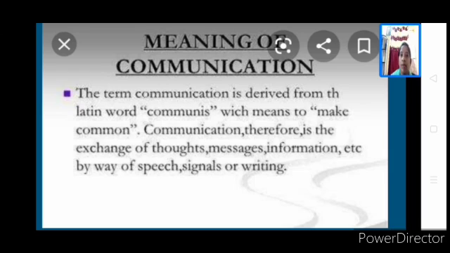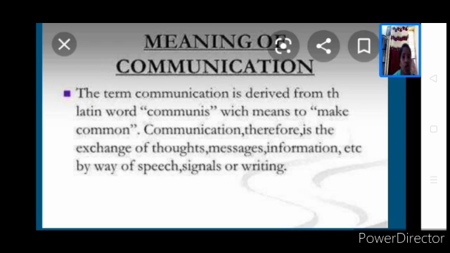Initially we'll go with the common meaning of communication. The term communication is derived from the Latin word communis, which means to make common. Communication therefore is the exchange of thoughts, messages, information, etc. by way of speech, signals or writing. So as a word in Latin, communis means to make things common, to make things aware, known to the people. When you want something to be known by others, it should be communicated.